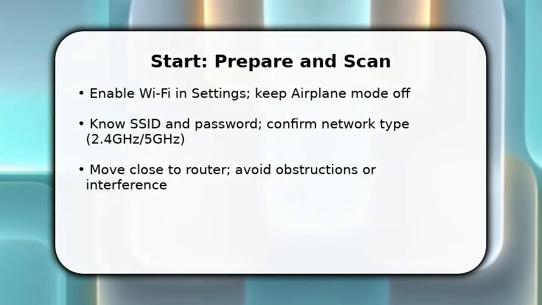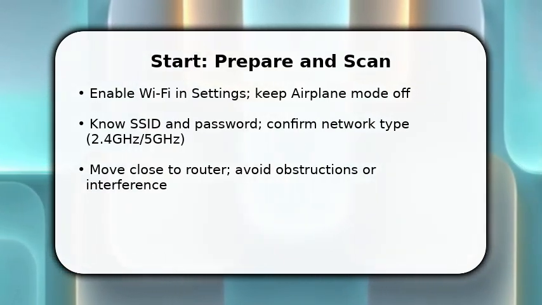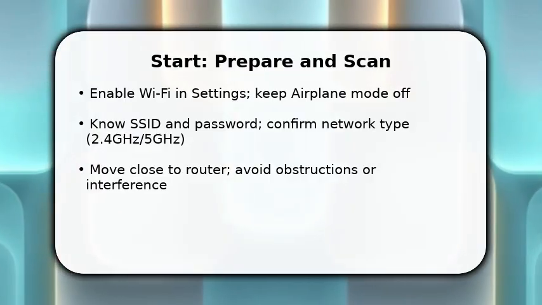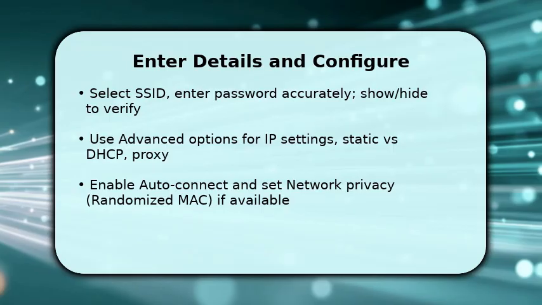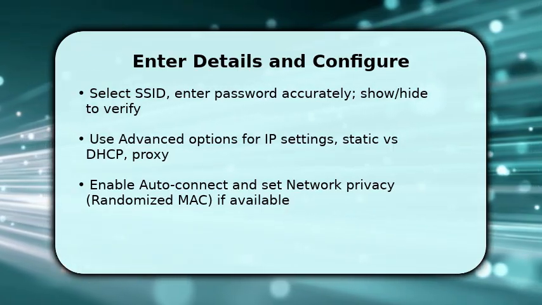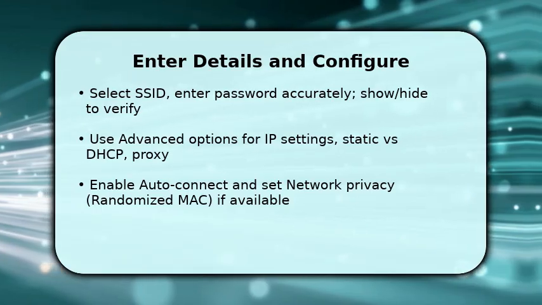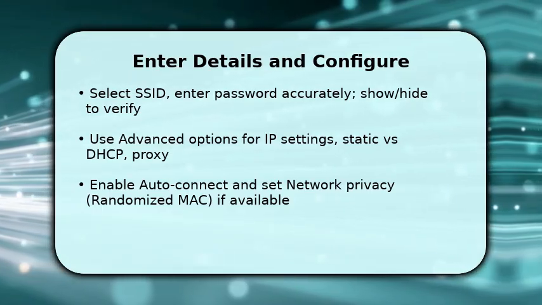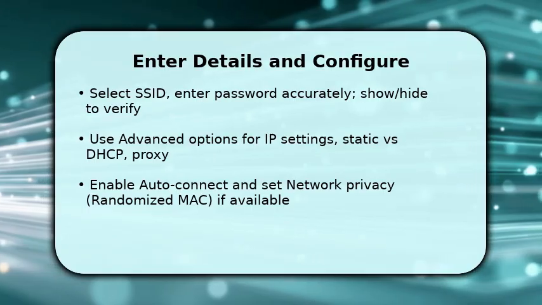You now tap the SSID and enter the password precisely. Use the show option to confirm characters and avoid mistakes. Once connected, open Advanced Settings to choose DHCP or Static IP if your network requires fixed addressing. Set Proxy only when your network needs it.